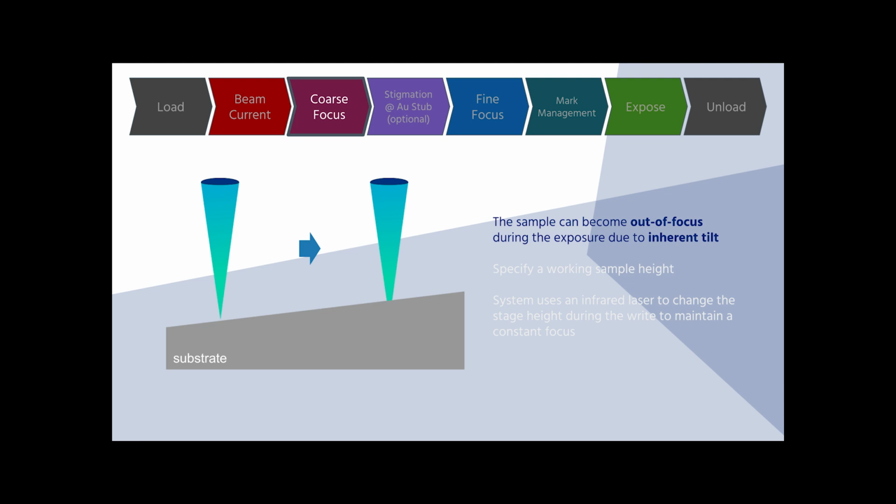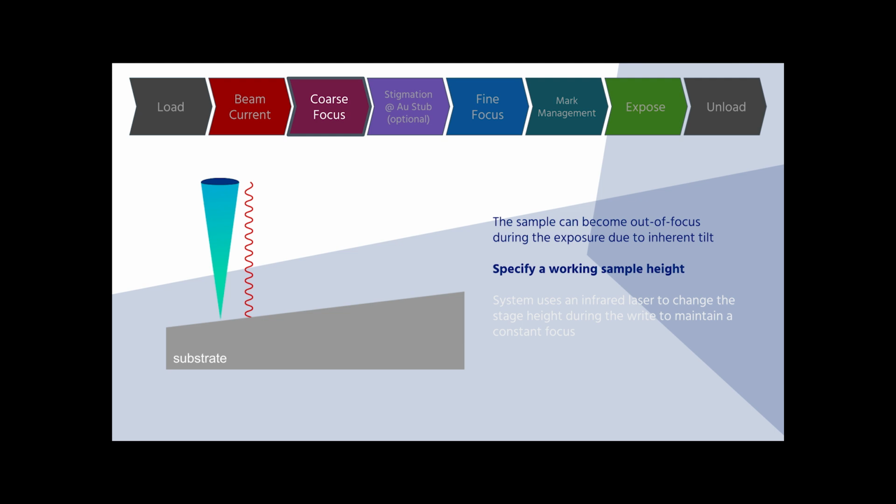But samples are inherently messy. They have tilt, they have topography, and this can mean that when you move away from your focusing region to the region of interest, the sample could be out of focus. So, when you navigate to your sample, the first thing you want to do is to set a working sample height. You will do this either by setting wafer equals 0 or Z equals 0 in the CRESSEM software.